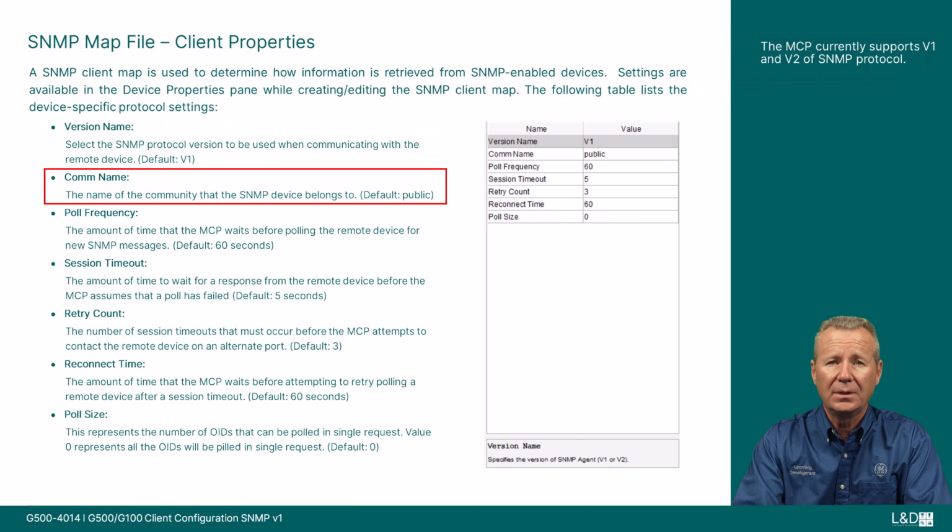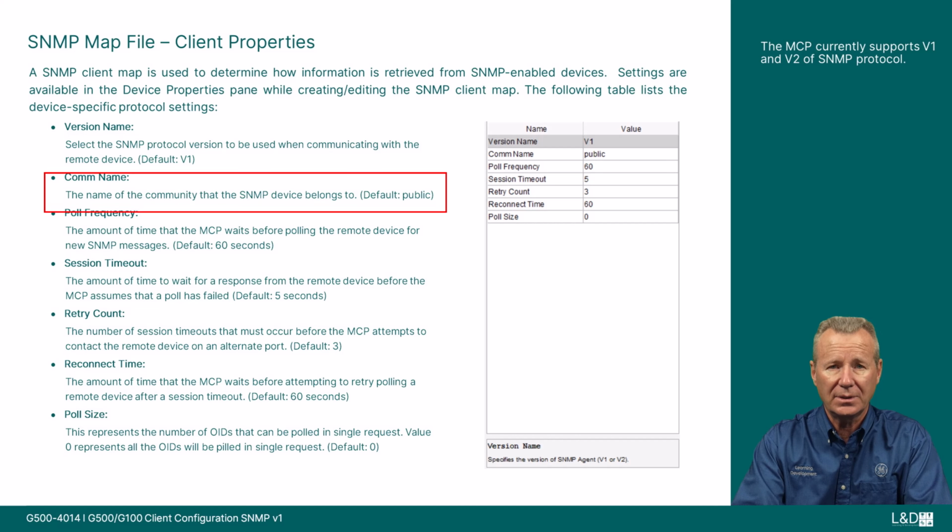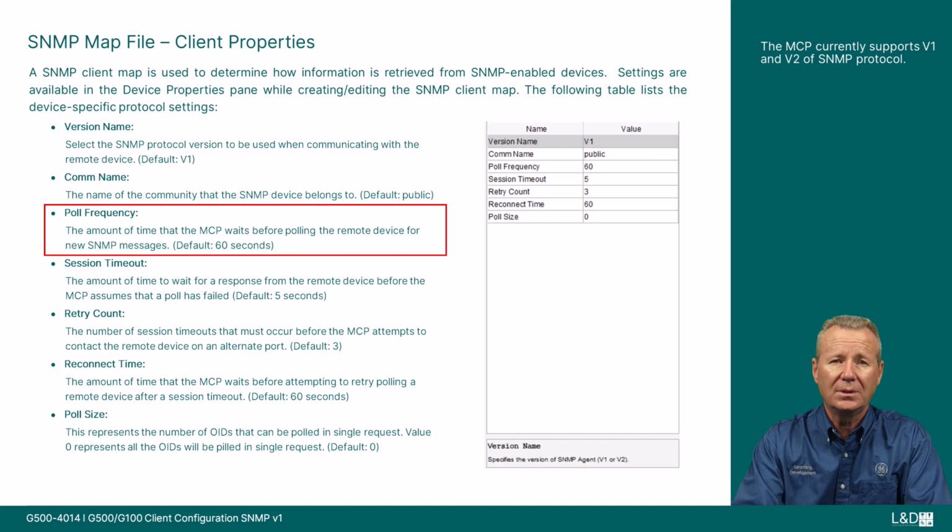Community name: the name of the community that the SNMP device belongs to. This helps define where information is sent. The range is from 2 to 255 ASCII characters, and the default community name is public. Poll frequency: the amount of time in seconds that the MCP waits before polling the remote device for new SNMP messages. The range is from 5 to 300 seconds, and the default poll frequency is 60 seconds.